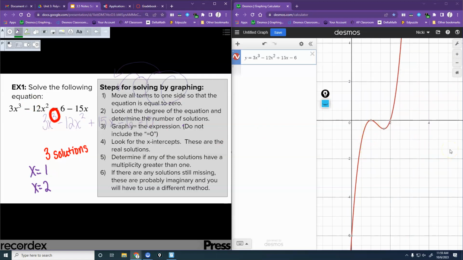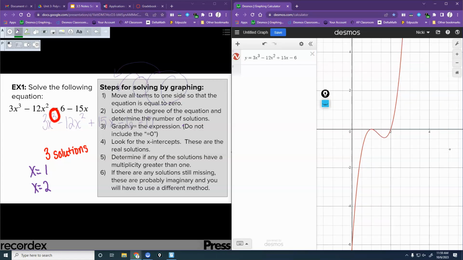Double roots happen when you just barely touch the x-axis and go back down. So 1 is the double root here. Or you could say multiplicity two. X equals 2, that's just a single right there. Okay, does that make sense?